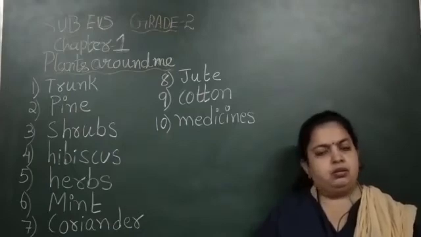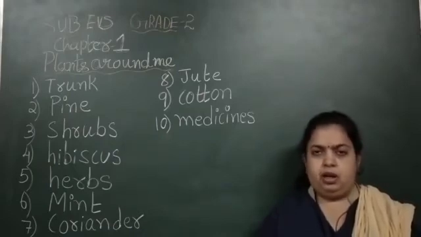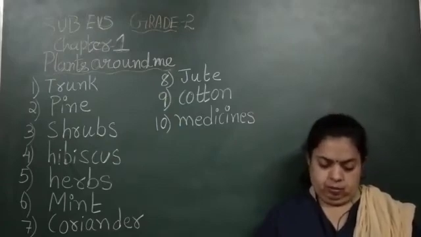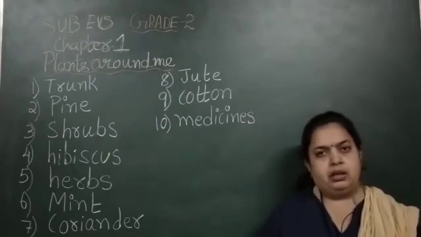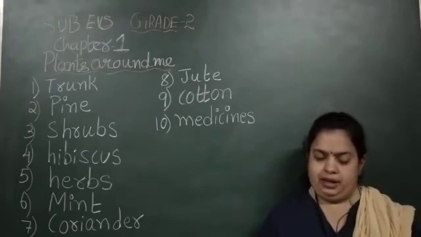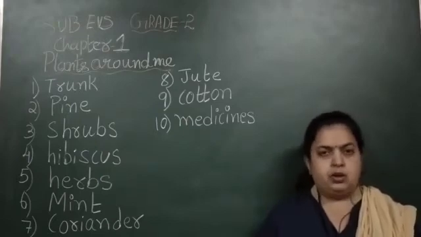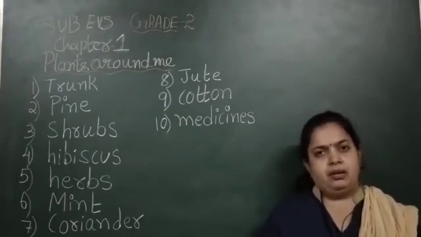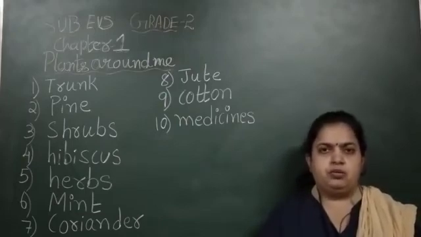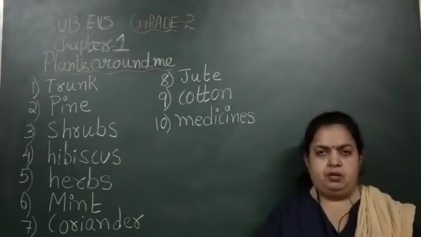We use herbs in our food like mint and coriander, pudina and dhania. Mint and coriander are two common herbs which we use in our day-to-day life. Herbs are also used in medicine. As you must have seen, herbs like tulsi are also used in medicines.